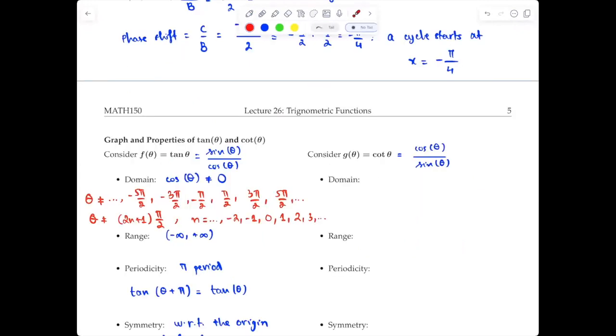So the cotangent function is written as cosine of theta over sine of theta. So this is also a fraction. And in finding the domain of the function, you need to exclude the zeros of the denominator. So sine of theta is different from 0. Okay. So that means, again, you need to look for the values of theta such that sine of theta is different from 0. So let's go back to the unit circle.